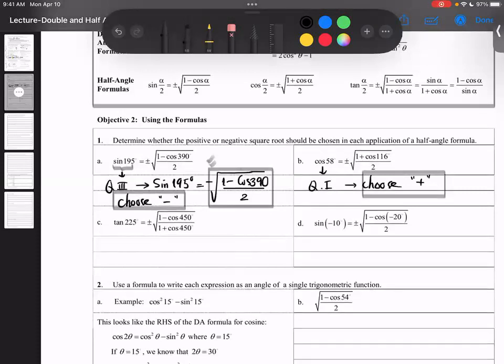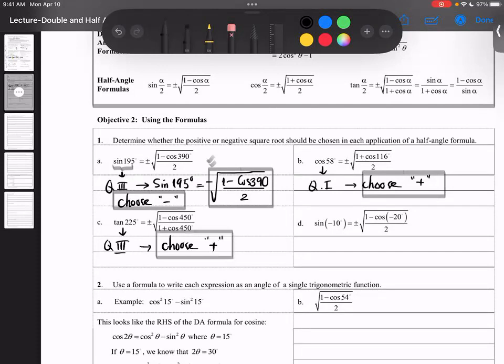What about tangent of 225? What quadrant is that? Three, right? Quadrant three, tangent positive or negative? Positive, right? Because both sine and cosine are negative. So choose positive.